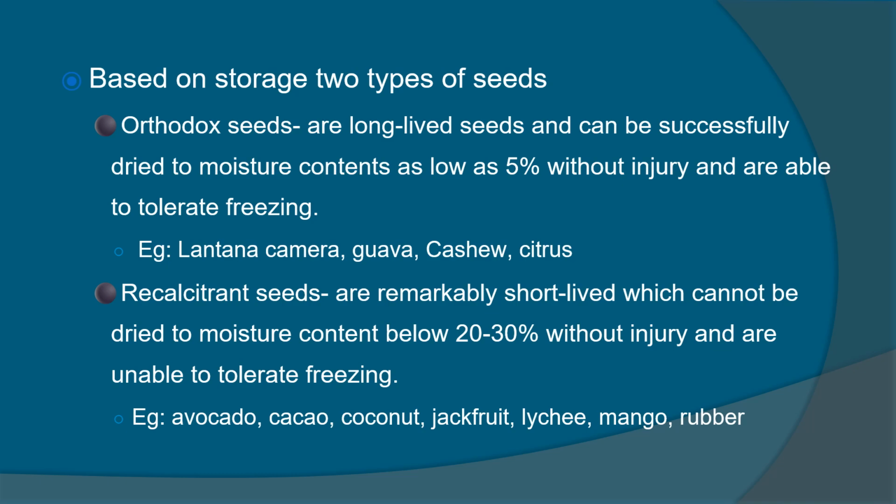Recalcitrant seeds are remarkably short-lived, cannot be dried to moisture content below 20 to 30% without injury, and are unable to tolerate freezing. Example, avocado, cacao, coconut, jackfruit, lychee, mango, rubber.